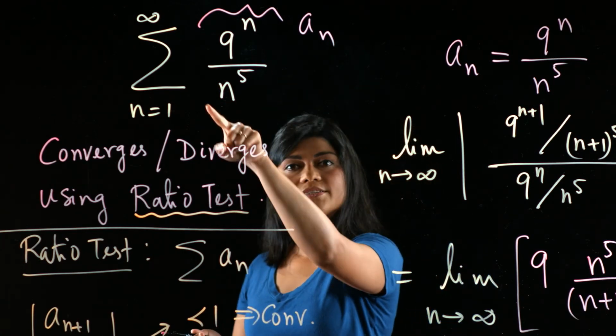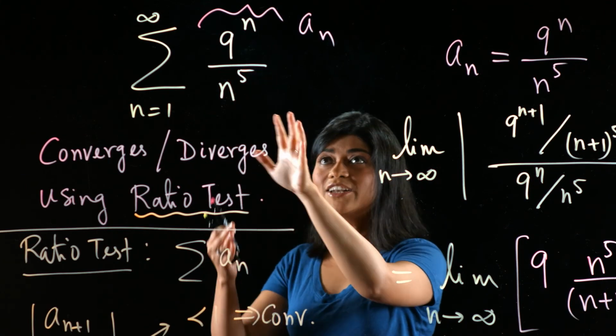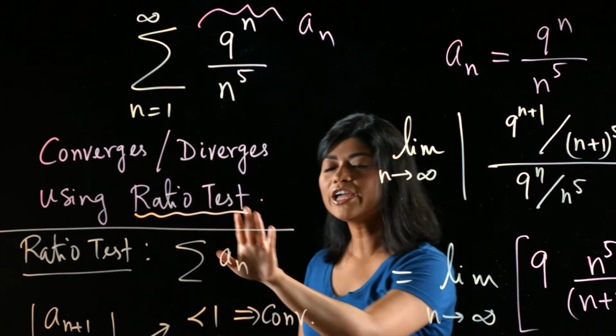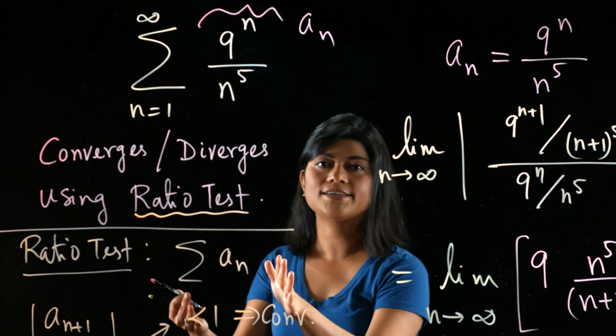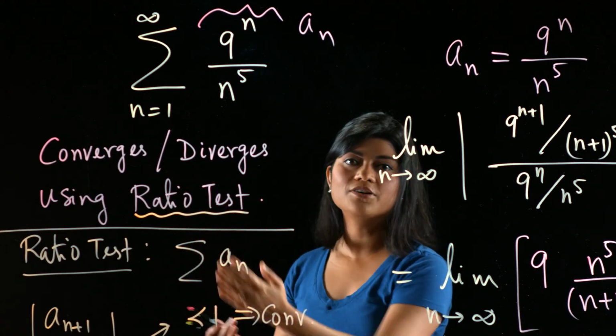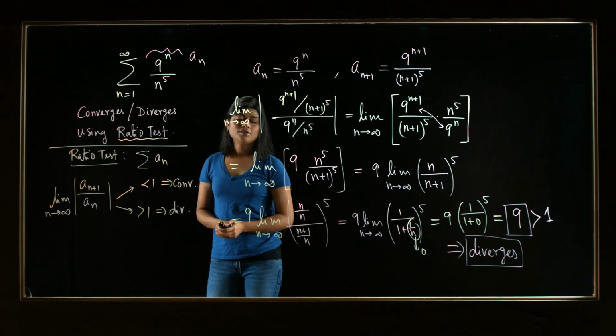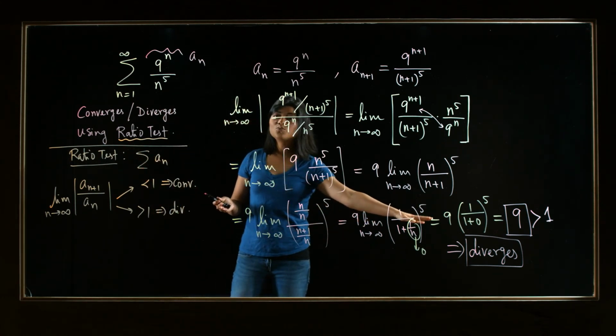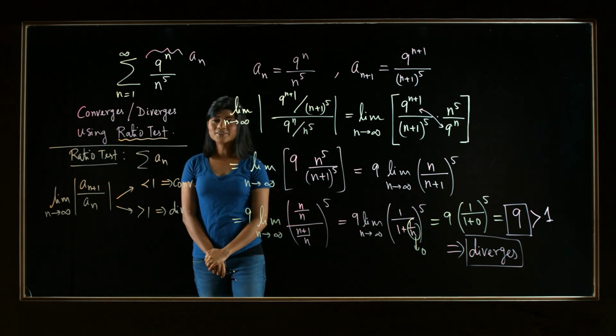This type of series, when it looks like it's almost geometric or almost p, but it's neither, a ratio test is a very nice test to apply to it to figure out convergence or not. And we did figure out for this particular one that this series will diverge. So that concludes the problem.